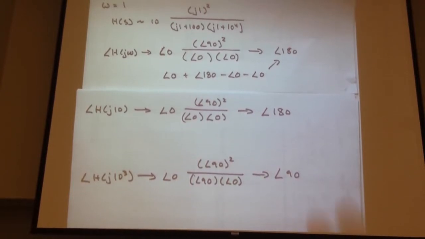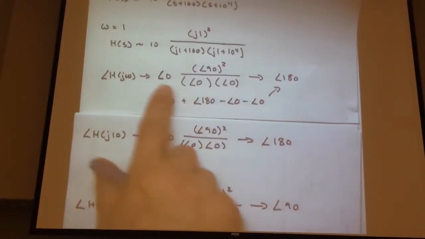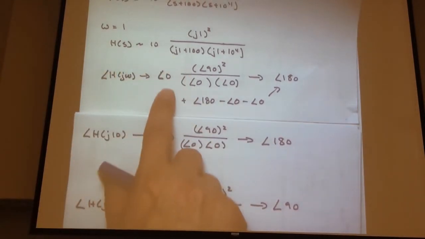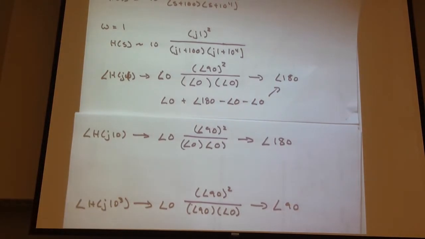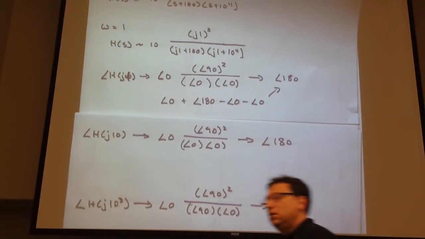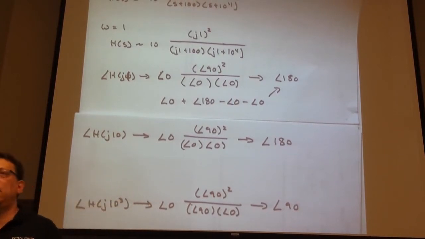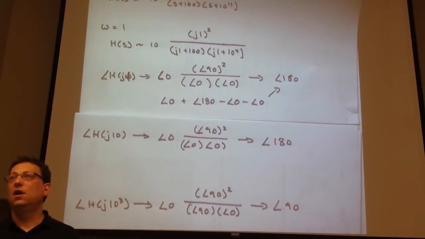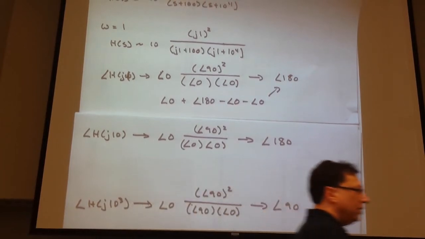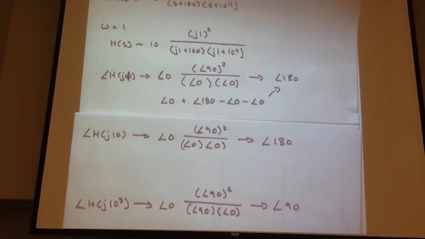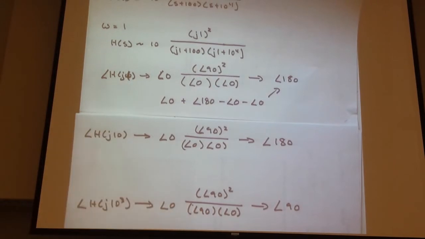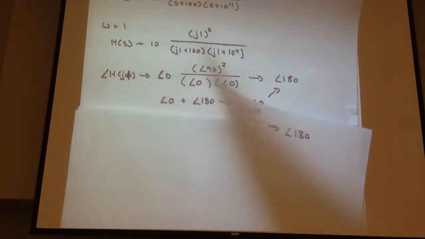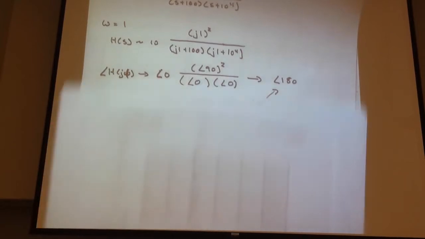Backing up a step, at J1, put a little 1 in there because that's what we're talking about. At J1, our angle was 180 degrees. At J10, or omega equals 10, our angle was approximately 180 degrees. If I extrapolated backwards, what if I said J0.1? What do you think my angle is going to be? 180.